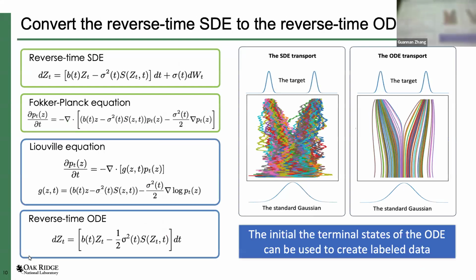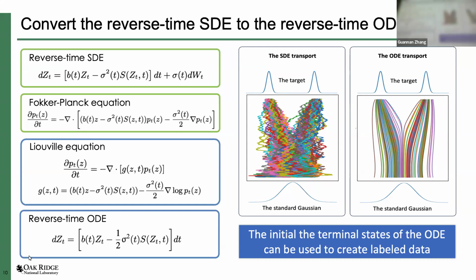The transform map is defined by this ODE, but if you don't train a generator to map from Gaussian directly to the target, then for each sample you need to solve the ODE from here to here, which is time consuming. That's why in diffusion models, people are talking about how to speed up the reverse time ODE or SDE solving using exponential integrators or parallel in time strategies. So your transform map is not solving an ODE, it's just a direct map.